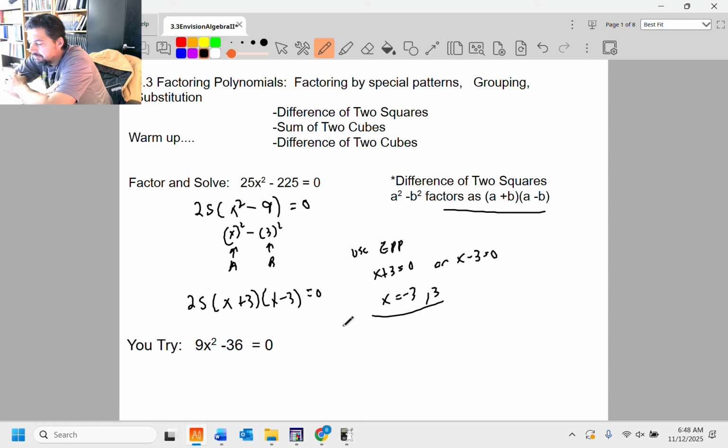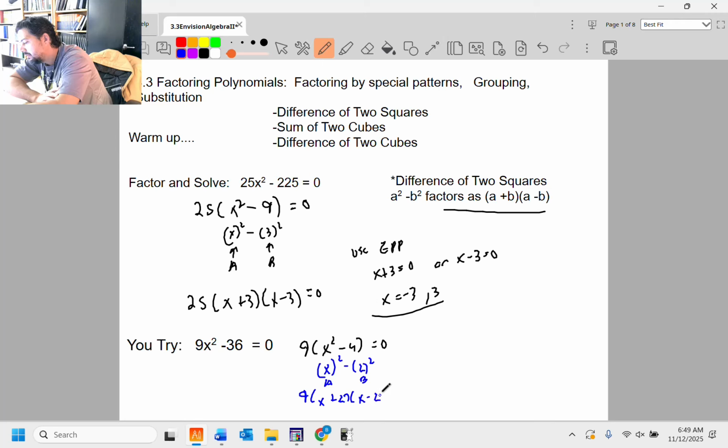I say you try if you were in class, but you're not. We're going to pull the 9. That's going to give us x squared minus 4, still equal to 0. And again, this is literally an x that is squared, take away a 2 that is squared. So I have my a value and my b value, x plus 2 and then x minus 2.